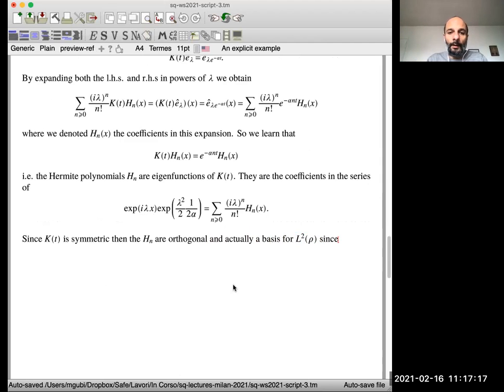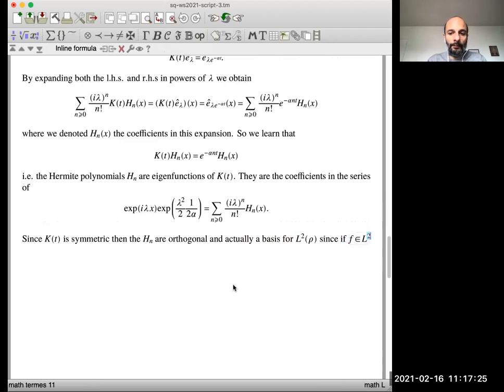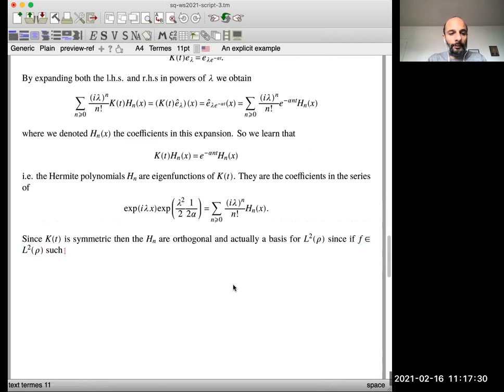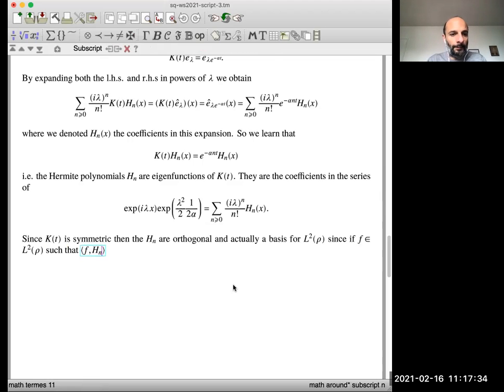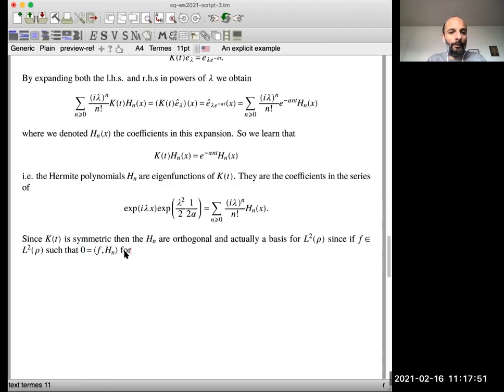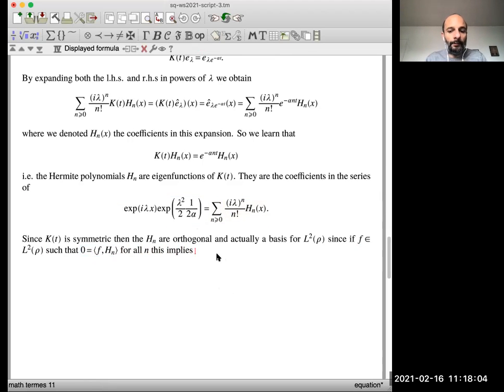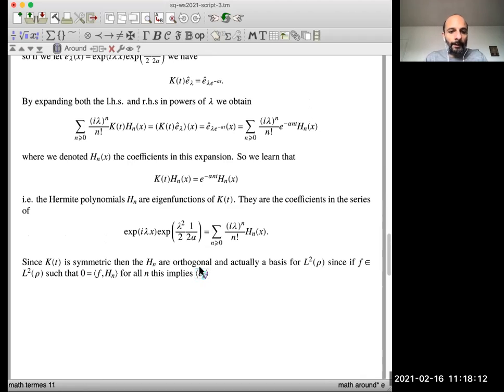So why is it a basis? You can check: imagine you have a vector which is orthogonal to each of them, for all n. Since it holds for all n, and you have this formula, then it holds also for the exponential. So you have that it's 0 also for the exponential, because for every coefficient it's 0.